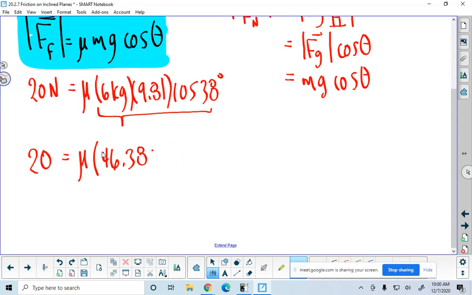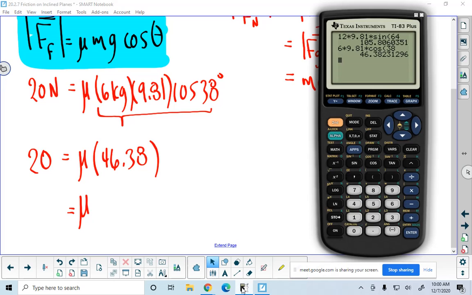I was debating whether to put the newtons. The 20 is newtons, the 46.38 is newtons, so when we divide them, we're going to get what we call in science a pure number, a number without units. So I have to take 20 divided by 46.38, which gives me mu equals 0.43.